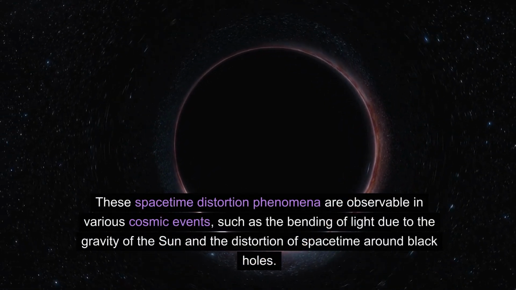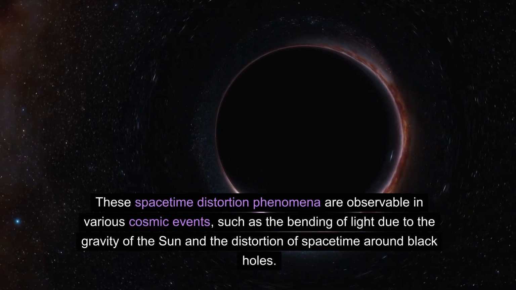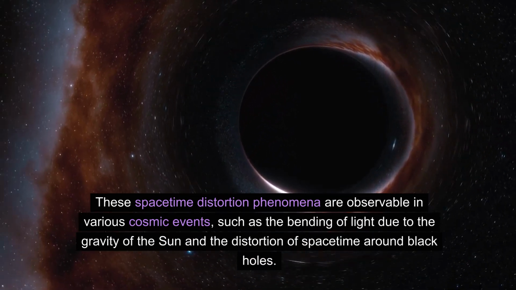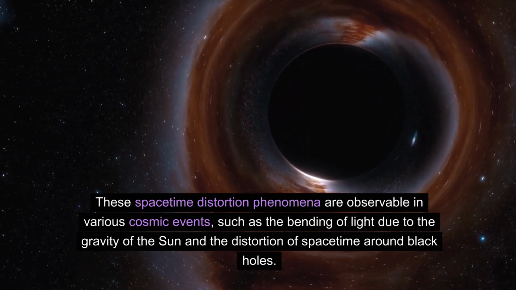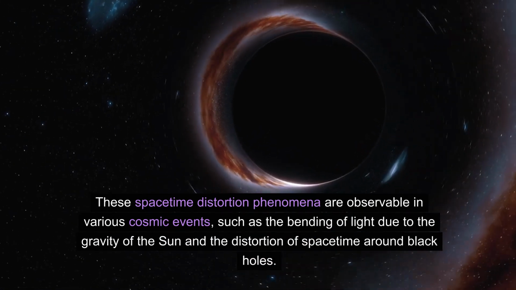These spacetime distortion phenomena are observable in various cosmic events, such as the bending of light due to the gravity of the Sun and the distortion of spacetime around black holes.